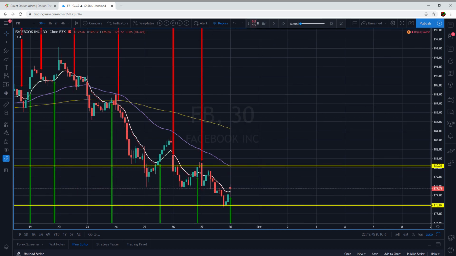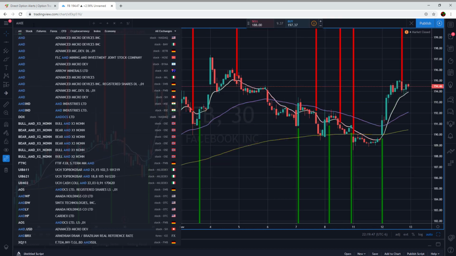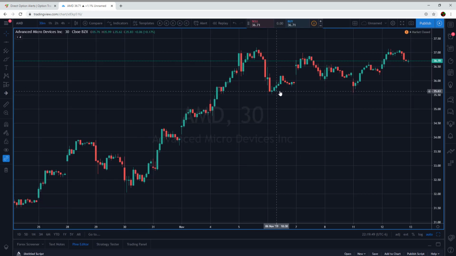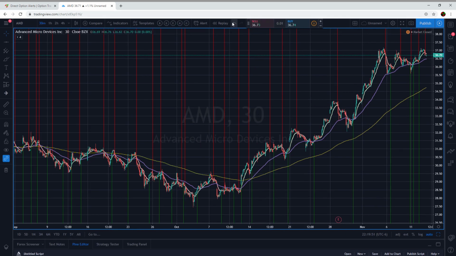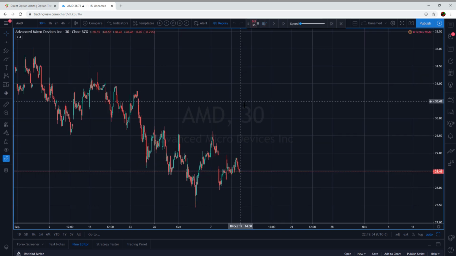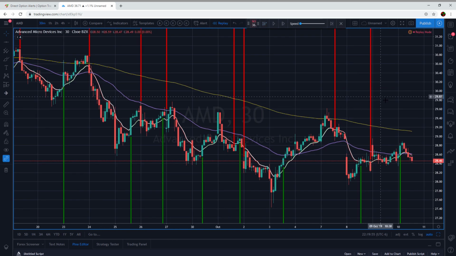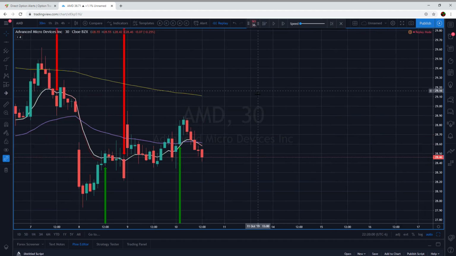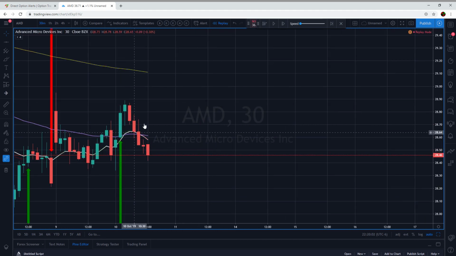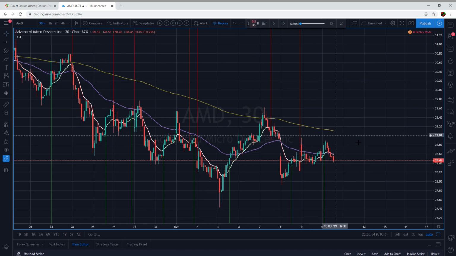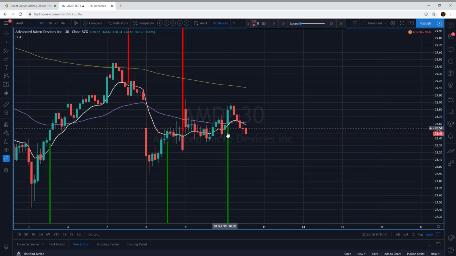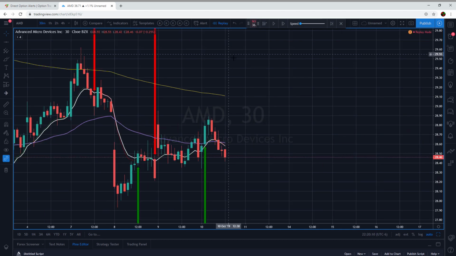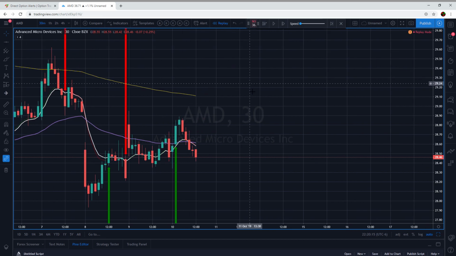Alright, let's do another example. Let's go AMD. Let's do a replay. If you want to do a replay, I have the premium membership, so I can do replay. Right now, as you can see, the market's still in a downtrend, but the green arrow showed up. We're waiting for the red DOA sniper to go off.